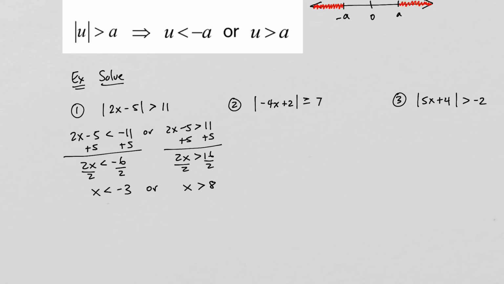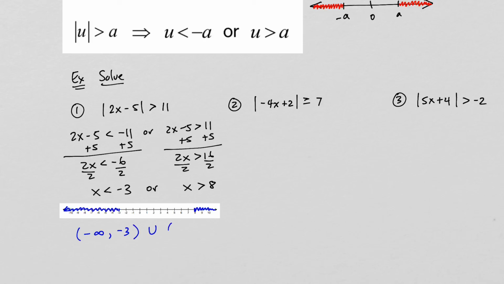Let's graph those solutions. So x equals negative 3 is here. x equals 8 is here. And either x is less than negative 3 or x is greater than positive 8. And so in interval notation, these are all the numbers from negative infinity up to negative 3, not including, union all the numbers from 8 to infinity. And so here is our answer in interval notation.